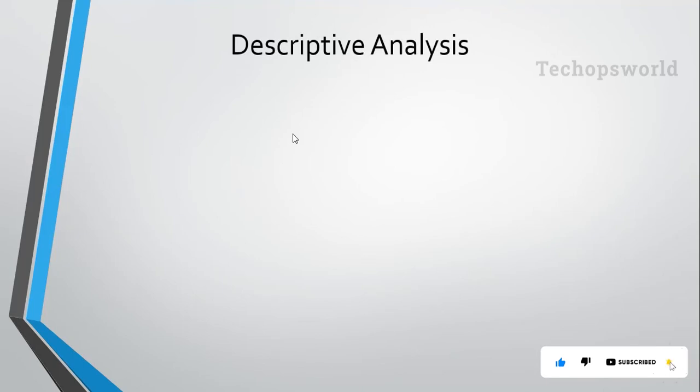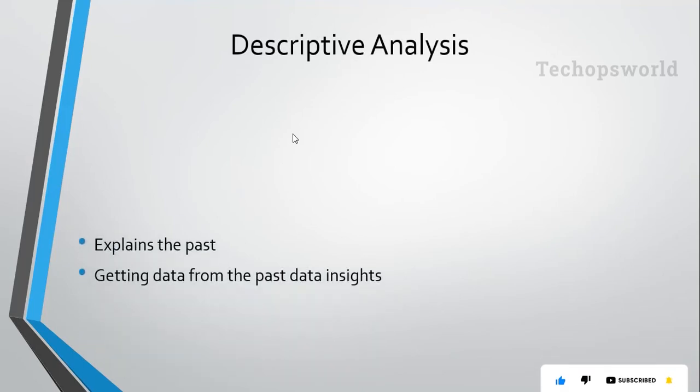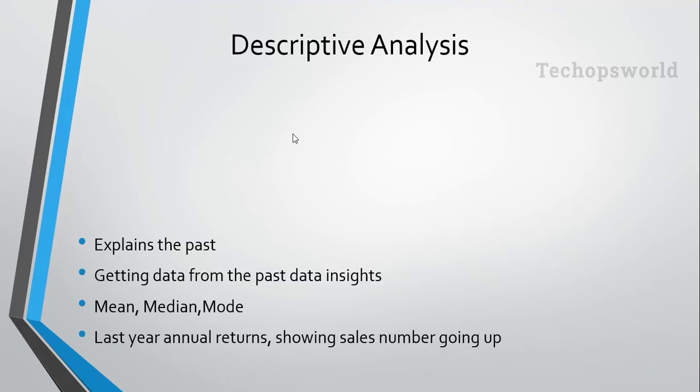So the first one is descriptive analysis. Descriptive analysis explains the past, like what actually happened in the past from the data. The data for all these steps is easily available on the internet, and we can download it in multiple formats, the commonly used format being CSV. The common metrics we use for descriptive analysis are mean, median, mode, central tendency, standard deviation, and so on.